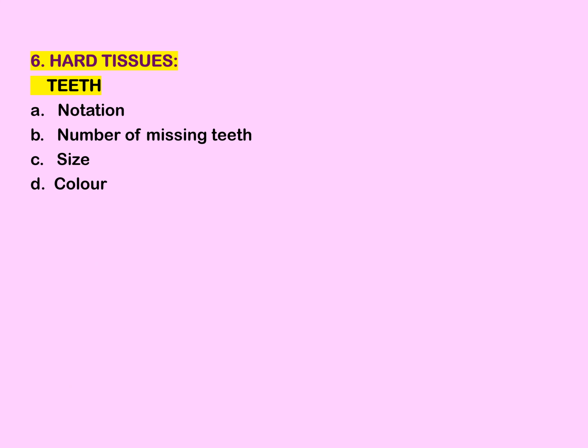Now talking about the hard tissue examination, the first thing we check here is the teeth. In this, firstly, we will write the notation of the teeth present and the number of missing teeth. We look for the size of the teeth and check the color of the teeth.